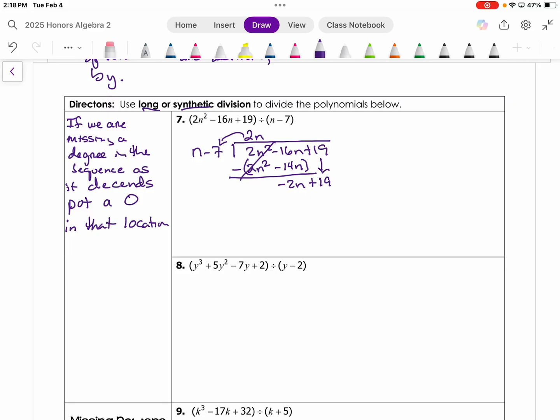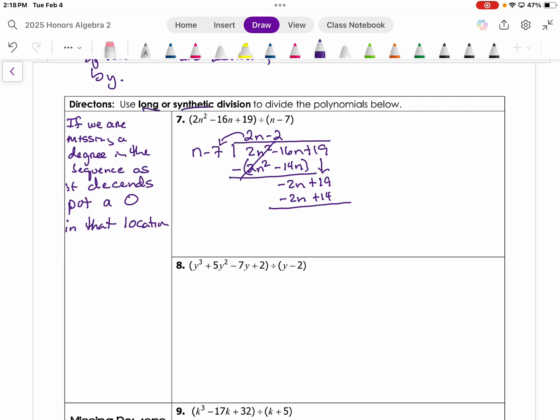Right now my degrees are matching. I have an n and a negative 2n. They're both to the first power. So that means I've got to keep going. What do I multiply an n by to make it a negative 2n? A negative 2. Very good. So that gives me negative 2n. Negative 2 times a negative 7 is a positive 14.